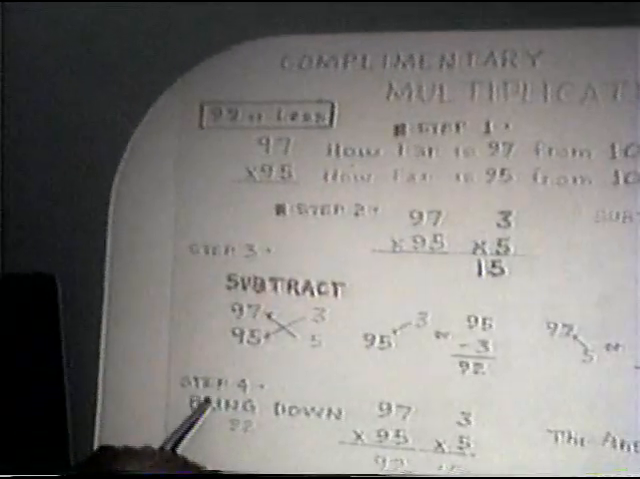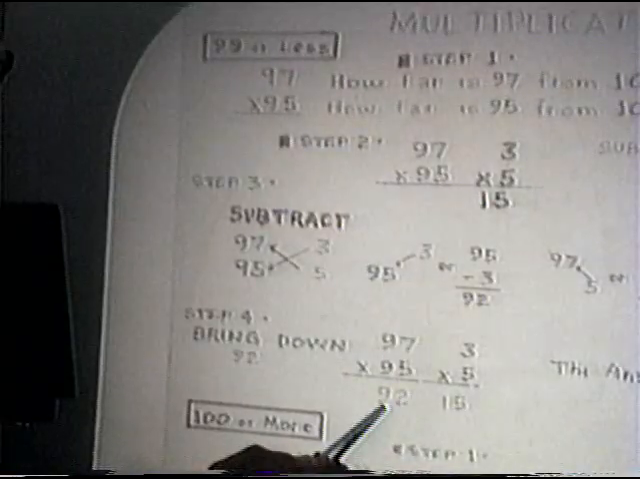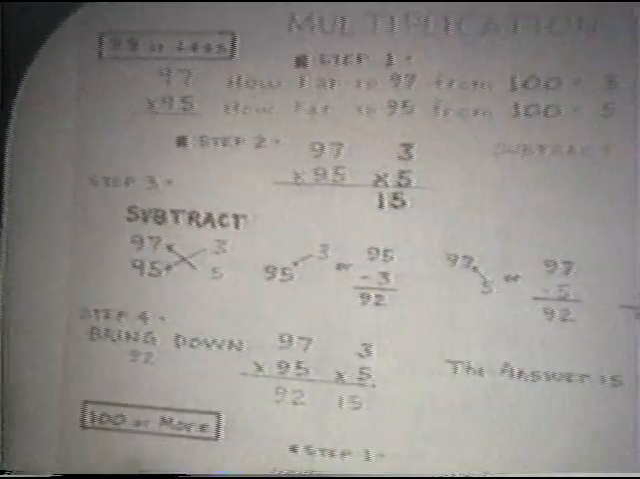Step 4. Bring down the 92. We have 92 and 15. The answer is 9,215. Let's go over it again.